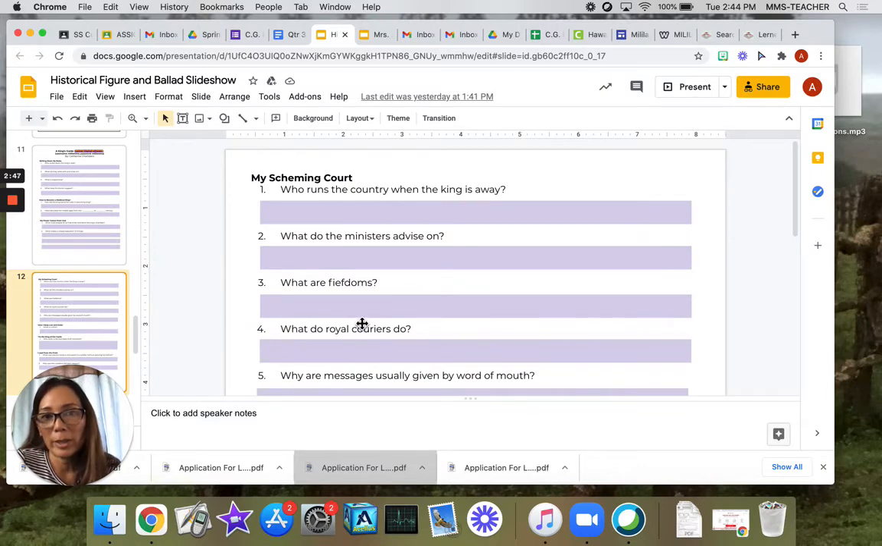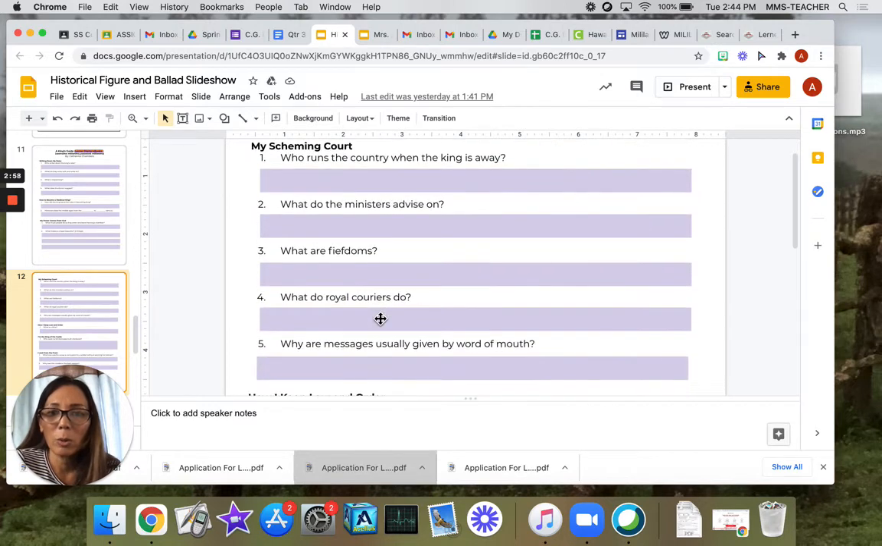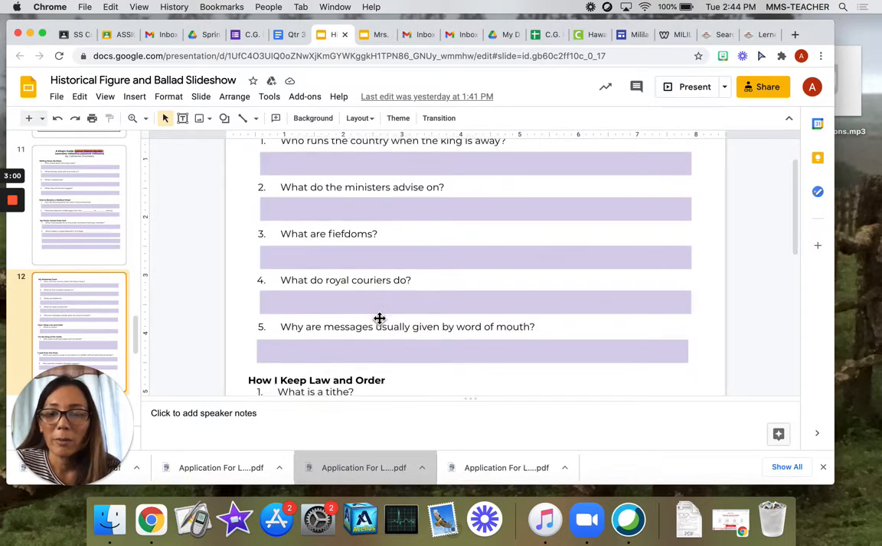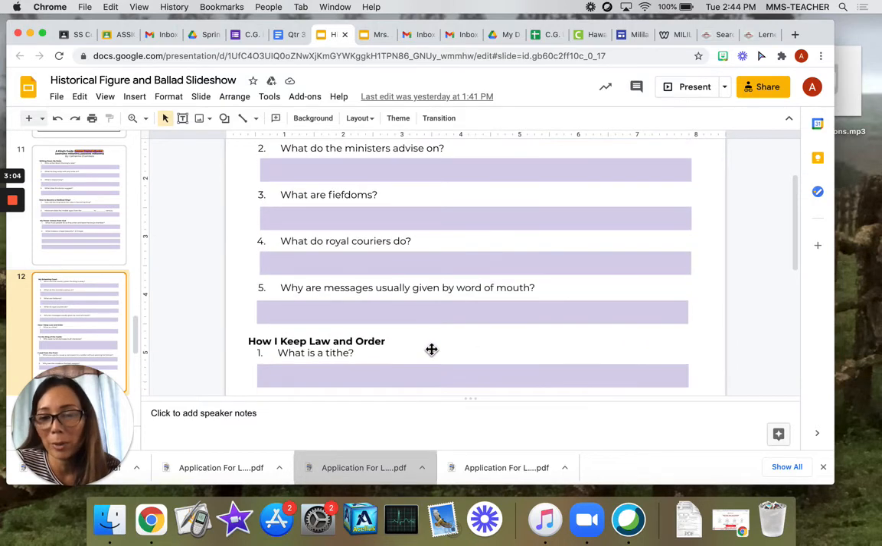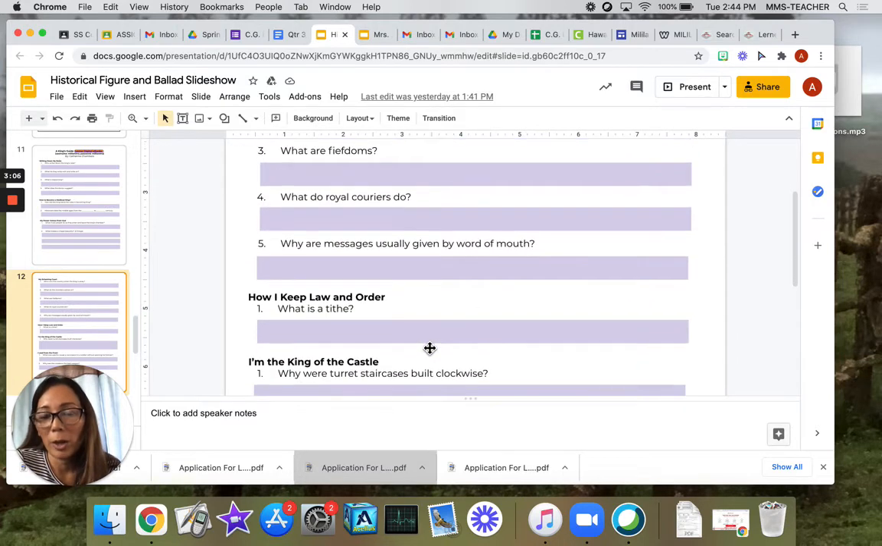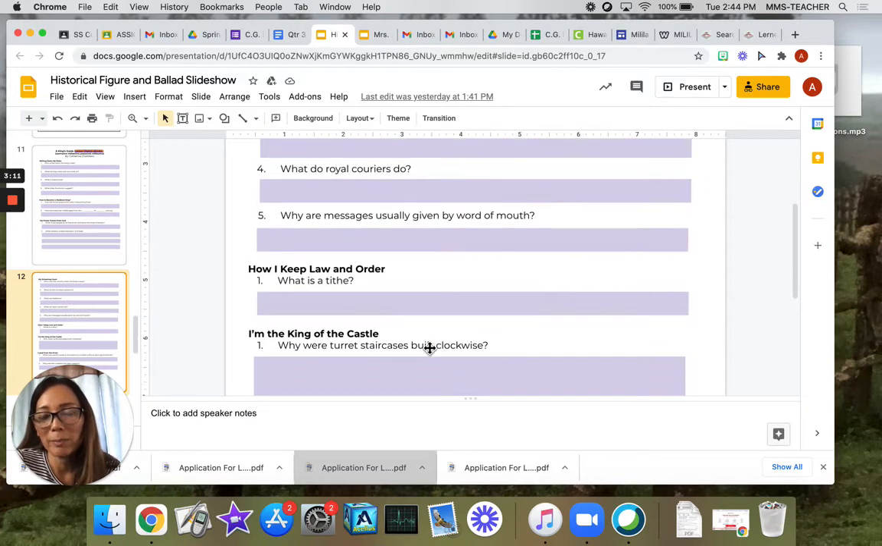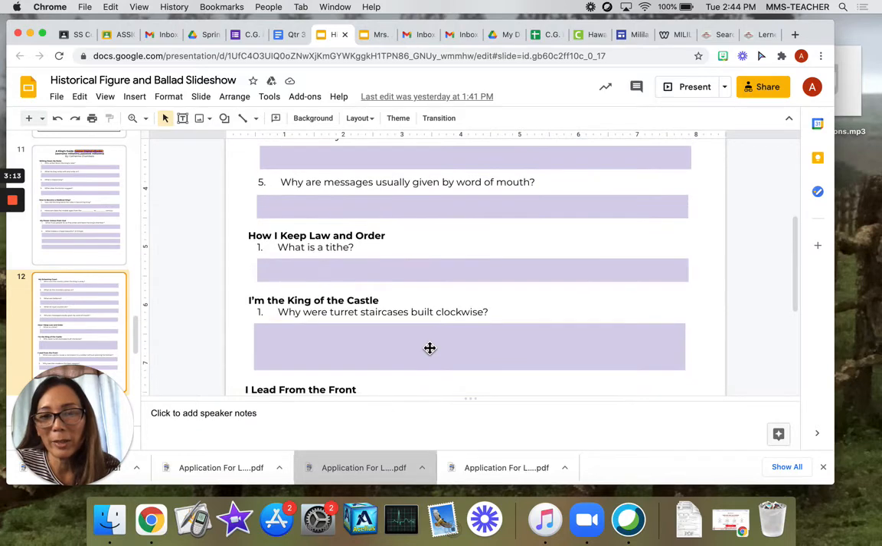Slide 12, my scheming court. Who runs the country when the king is away? Number 2, what do the ministers advise on? Number 3, what are fiefdoms? 4, what do royal couriers do? 5, why are messages usually given by word of mouth? Law and order, or how I keep law and order. What is a tithe?